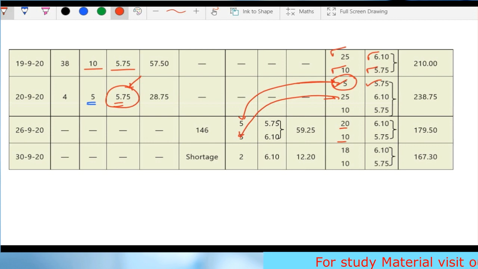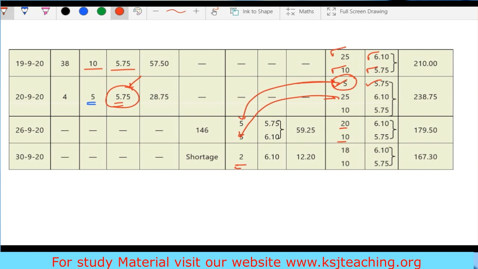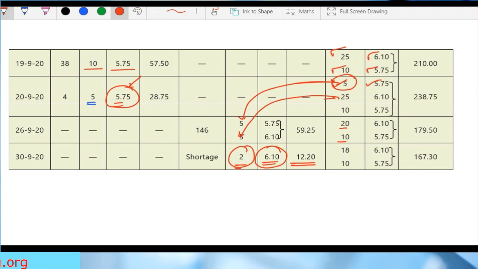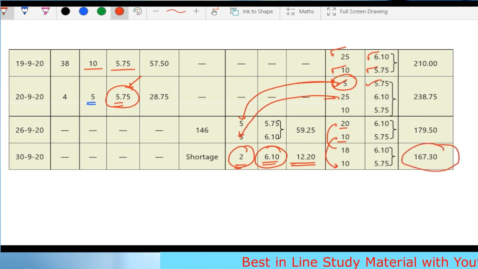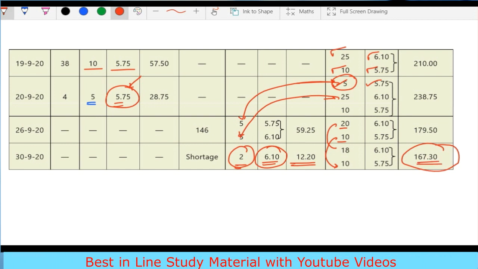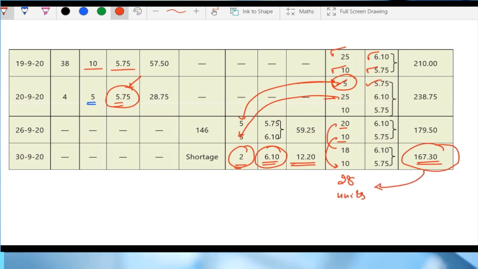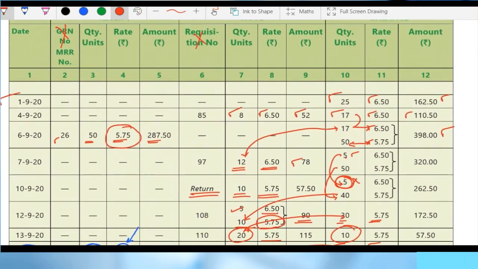On 30th of September, when they did the stock taking, there was a shortage of 2 units, right? So we'll consider this as a loss at the rate 6.10, 12.20 rupees is the loss. Remaining units are 18 units from this and 10 units from this. The rate is there 167.30. That means the closing inventory valuation is 167.30 and the closing inventory is 28 units. 28 units, right? And the value is this. Clear? So this is done by FIFO method.